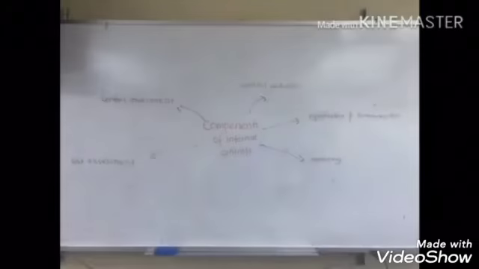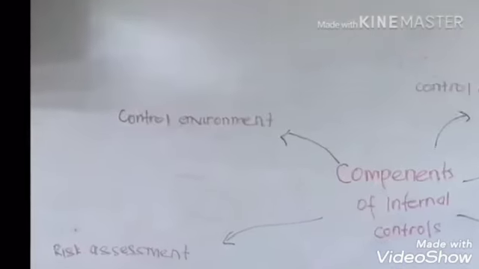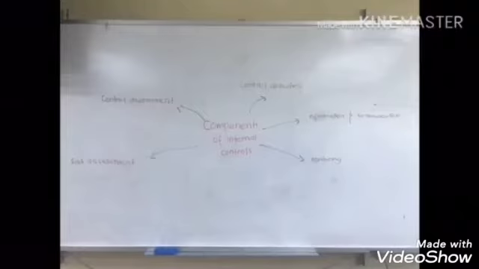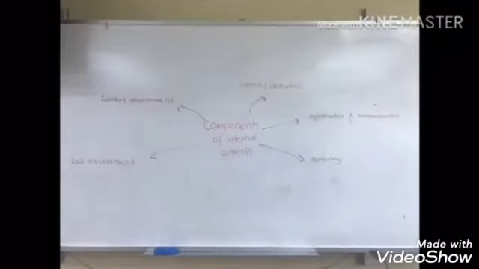Okay, the next one is components of internal control. Components of internal control are divided into 5 components, which are control environment, risk assessment, monitoring, information and communication, and control activities.